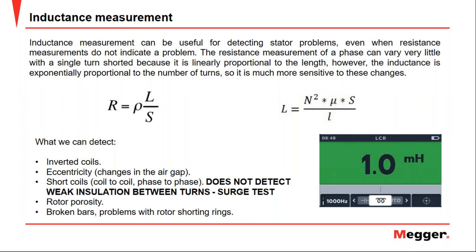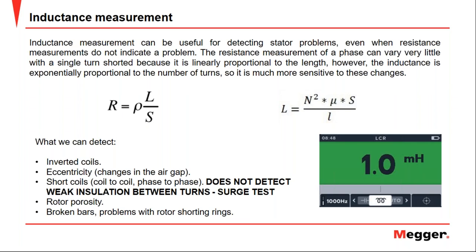First of all, we can detect inverted coils. Second, eccentricity, change in the air gap, because of the rotor electromagnetic influence on the stator. And here is a very important aspect: short coils, between coils or between phases. But I have a very important thing to say here.